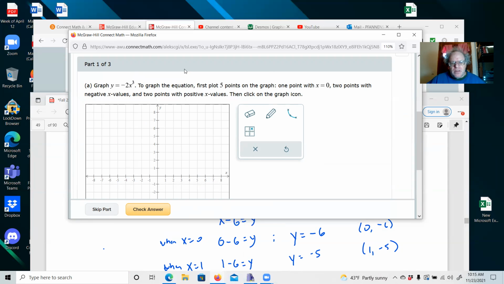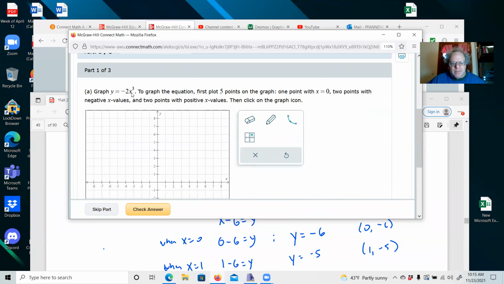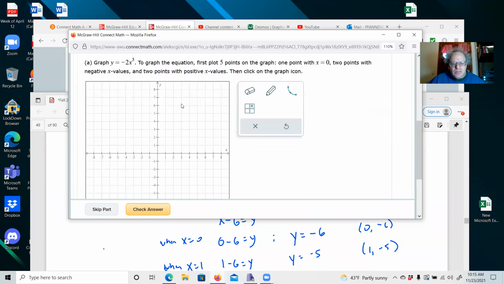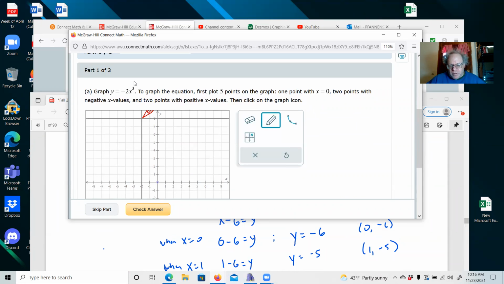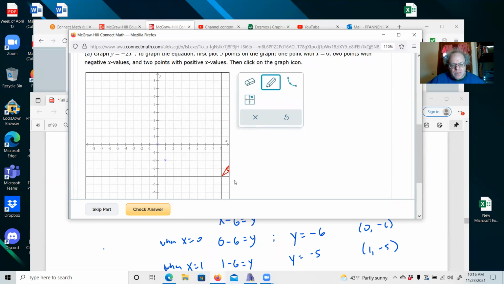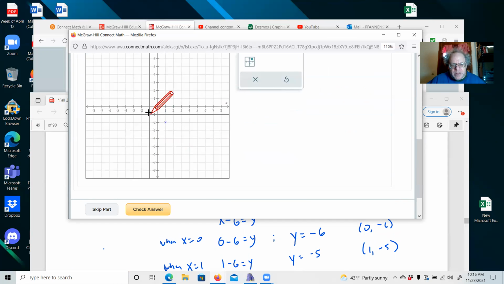Okay, so what do we have here? We have y is equal to negative 2x cubed. Plot 5 points on the graph, 2 negative, 2 positive. All right. When x equals 0, y is equal to 0. When x equals 1, we have negative 2 times 1. When x equals negative 1, cubed is negative 1. Negative 2 times negative 1 is a positive 2.